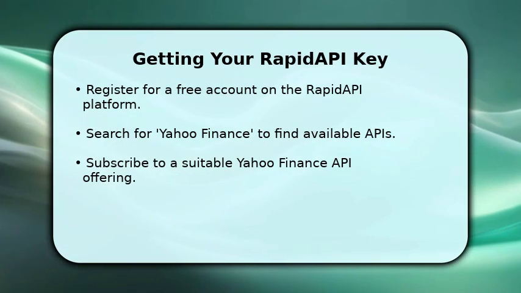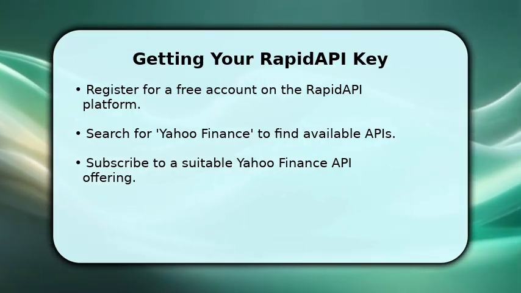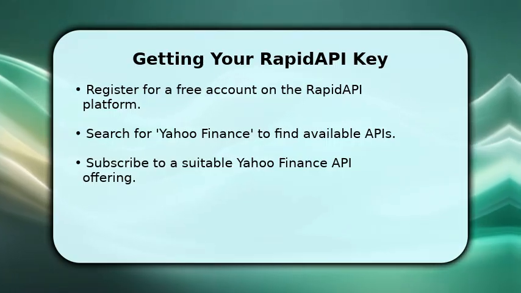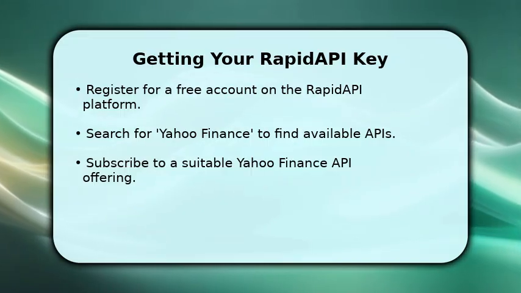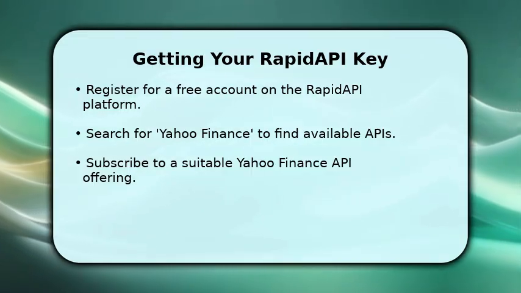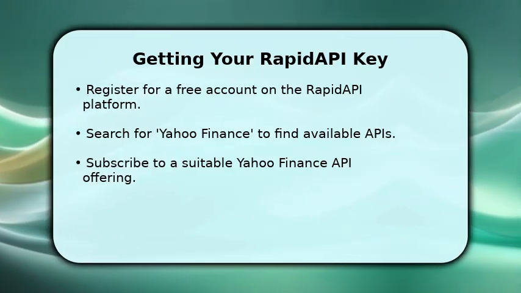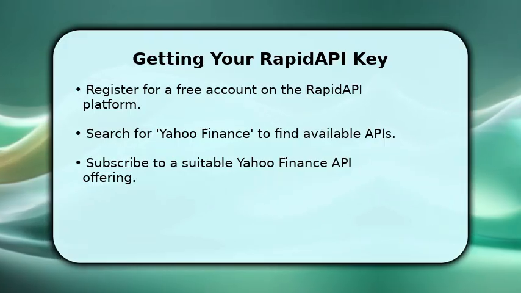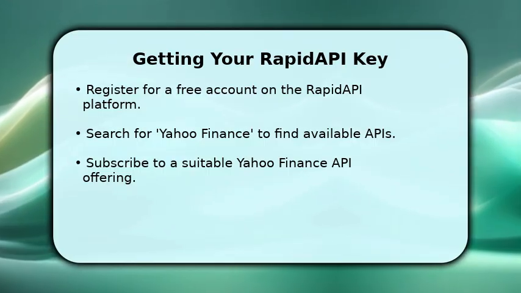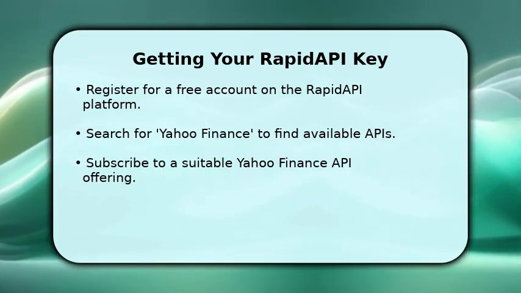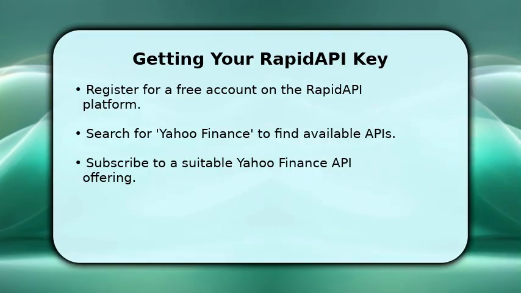The most common way to access Yahoo Finance data via an API key is through a marketplace like Rapid API. First, you will need to register for a free account on the Rapid API website. Once logged in, use the search bar to look for Yahoo Finance. You will find several third-party APIs that provide access to this data. Select one that fits your needs and subscribe to its plan, which often includes a free basic tier for testing.